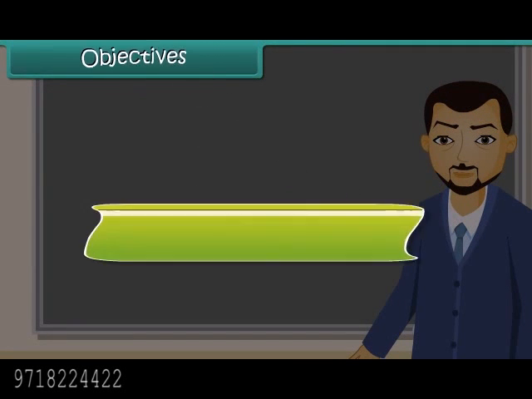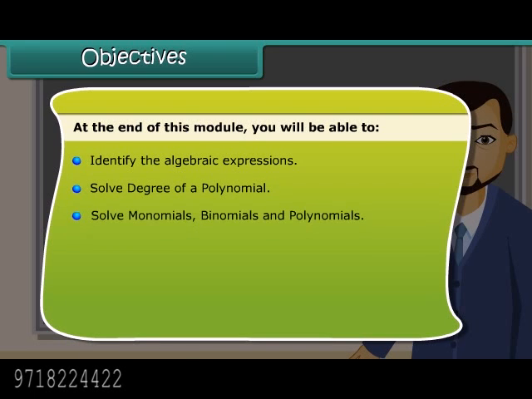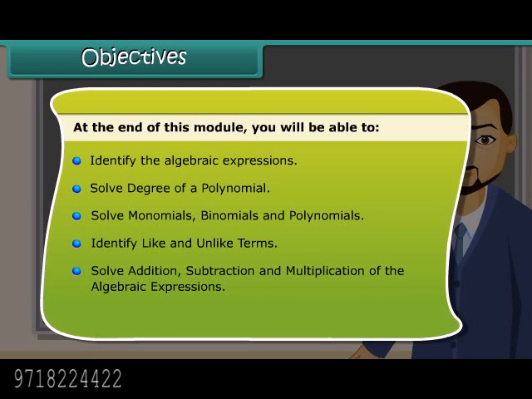Objectives. At the end of this lesson, you'll be able to identify algebraic expressions, find the degree of a polynomial, solve monomials, binomials, and polynomials, identify like and unlike terms, perform addition, subtraction, and multiplication of algebraic expressions, and describe identity and standard identities.